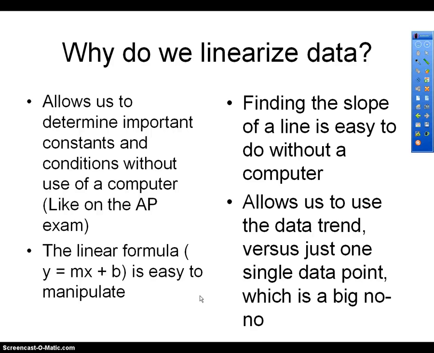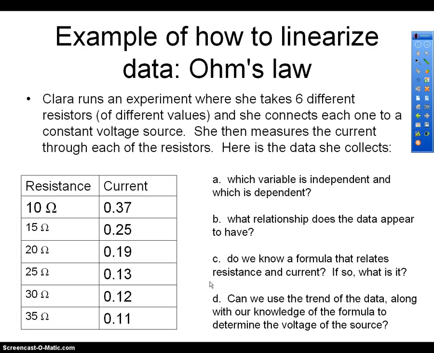The other really important thing that this allows us to do is use the entire data as a trend rather than a single data point. Using just a single data point to verify your conclusion is never a good idea, because single data points can have error in them and might not be great data in and of themselves. So whenever possible, we want to use the entire trend of all of the data to help us verify whatever we're trying to determine.